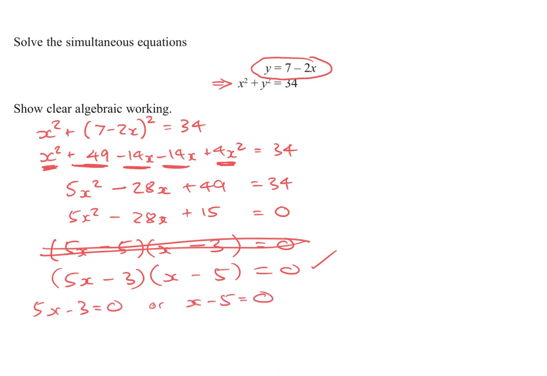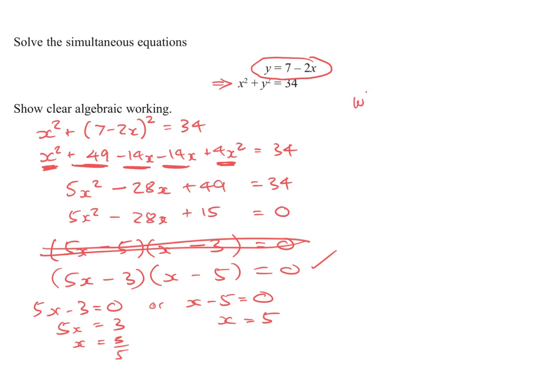So looking at the first one here, 5x will be equal to 3. x is equal to 3 over 5. Leave it as a fraction. It's not going to do you any harm. And the second one, x will be equal to 5. So we have two values here for x. And now we need to find the corresponding values for y. There are two equations we use at the top, but obviously we will use the simplest one, which is this one we circled here, y equals 7 minus 2x.